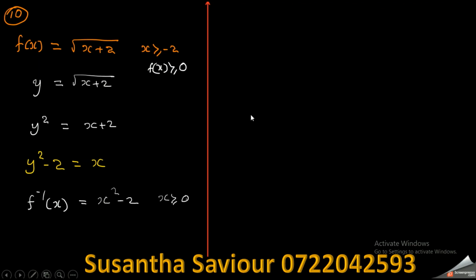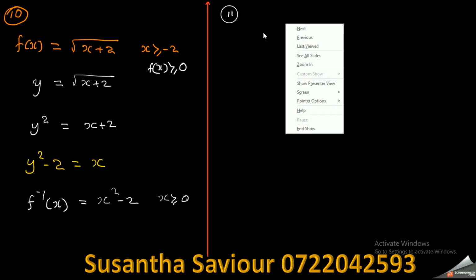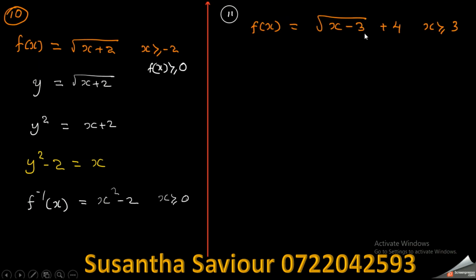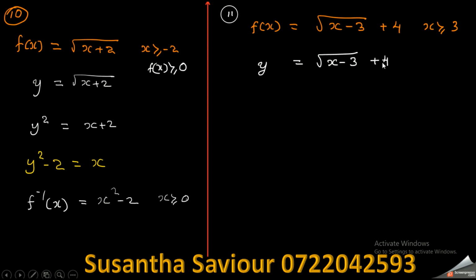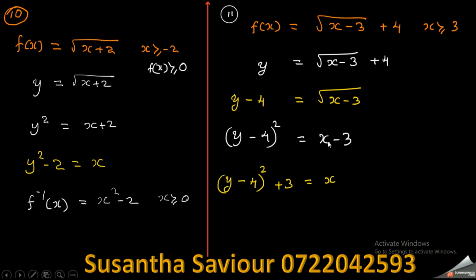Example number 11, right? f(x) is root of (x minus 3) plus 4, x is greater than or equal to 3. What we will do is we will take first of all this 4 to this side. y is equal to root of (x minus 3) plus 4. 4 is taken to this side. y minus 4 is equal to root of this, and then square both sides in order to get rid of this square root. So (y minus 4) squared is equal to x minus 3, and then what we do is we take 3 to this side.